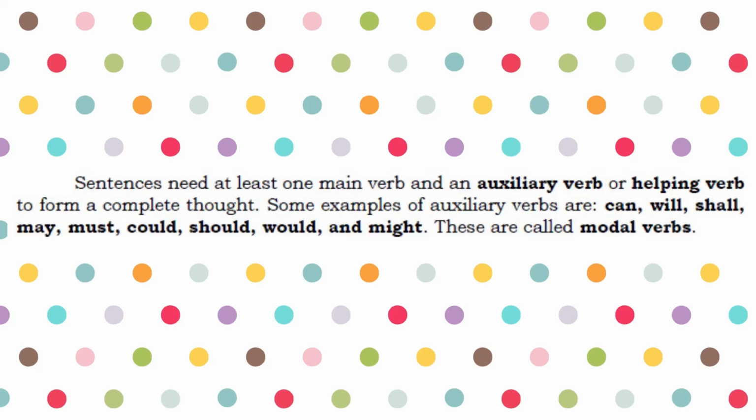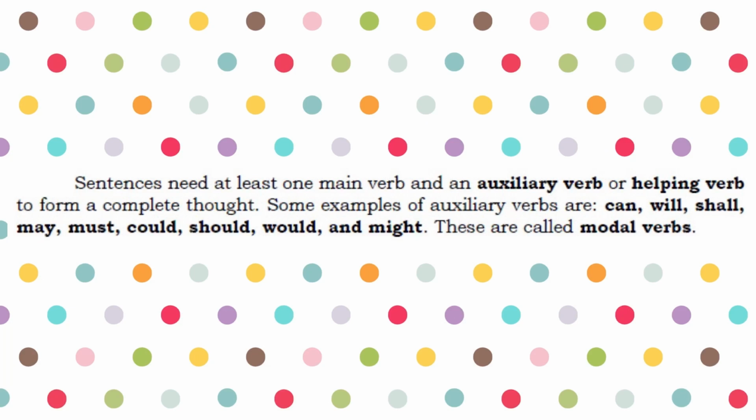In your previous lesson about writing a bibliography, you learned about the importance of using appropriate verbs. You use verbs in citing sources such as find, conclude, explain, and others. For example, Cruz 2019 concluded that the study is more effective if videos are present. The verb concluded is called the main verb or action verb. Sentences need at least one main verb and an auxiliary verb or helping verb to form a complete thought.